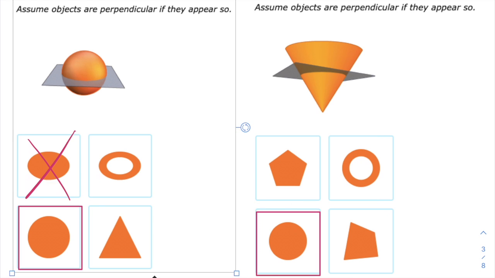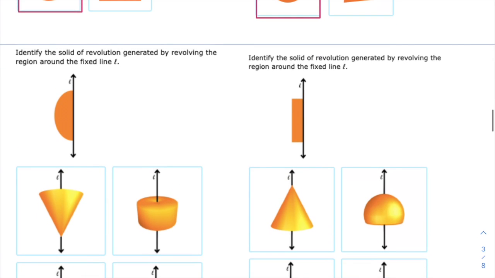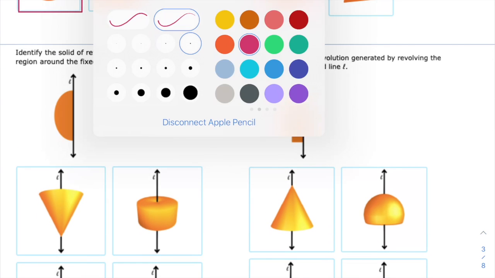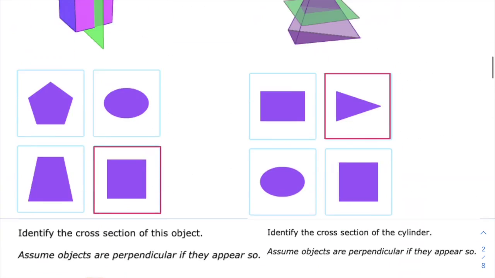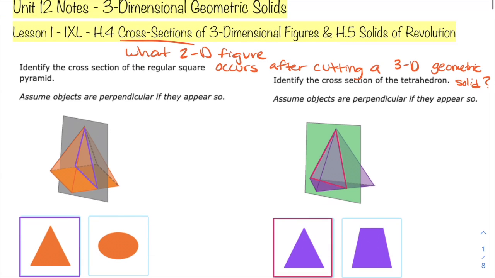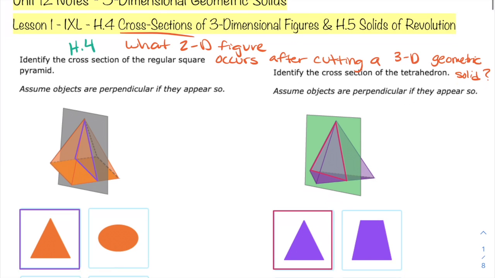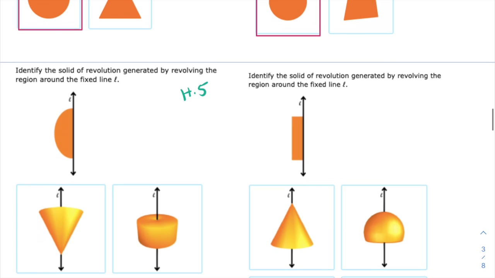All right. Now this one is going to be H5. So the one above that was H4. This is H5. I'm going to just label this one as H4. So those were cross sections, and H5 are solids of revolution. So what does that mean? Well, that means if you take what you have and you spin it, what result do you have?